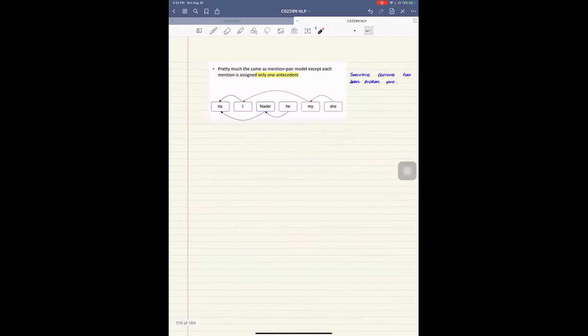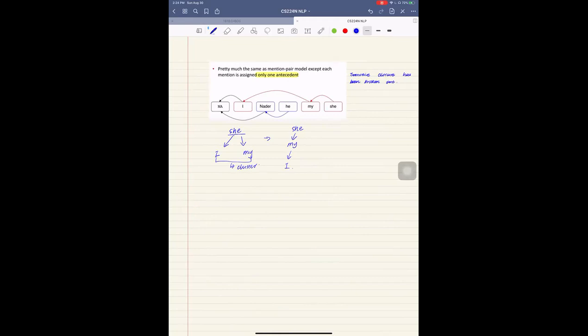In that way, the transitive closure has been broken. It's more like a tree structure. What I mean is, previously "she" could be linked to "I" and linked to "my", so you could group those into a cluster. But now it's more like a tree structure. "She" can be linked to "my", and "my" can be linked to "I". So the transitive closure has been broken.